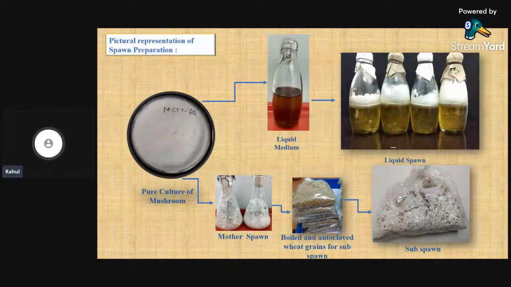And for the grain spawn, we cut separate sections of the mycelium and put the mycelia into the grains. After 2 to 3 weeks, we get the mother spawn. Now the main thing for commercial spawning is called sub-spawning. For sub-spawning, the same procedure is followed as earlier. After preparation of the bag, some amount of mother spawn is placed into the bag and tied up. After 12 to 14 days of waiting, the spawn is collected.